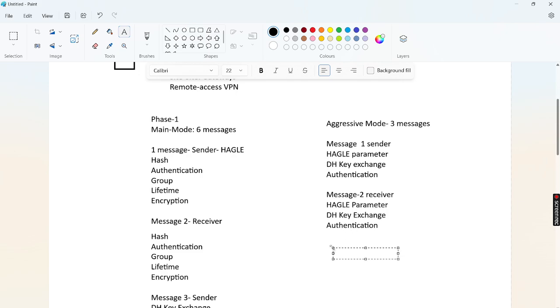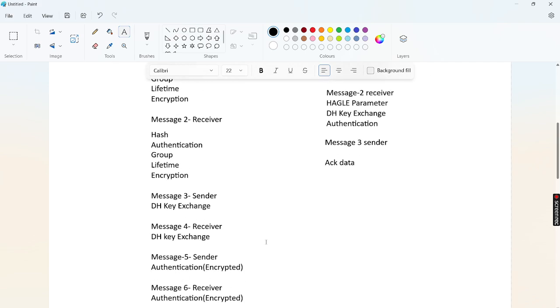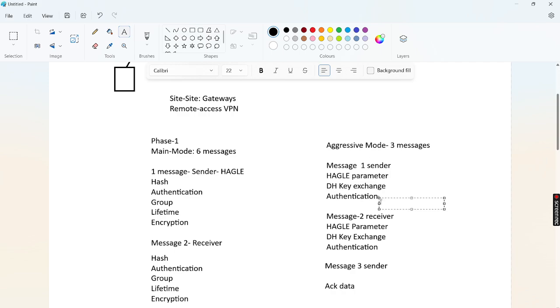And in the third message, message 3, it is from the sender. This is just an acknowledgement. Some bytes of data will be sent. These are the 3 messages used in the aggressive mode. In the main mode, we have 6 messages. In the aggressive mode, we have 3 messages. And main mode is more secure because the authentication will be in encrypted format, but here the authentication will be in plain text.